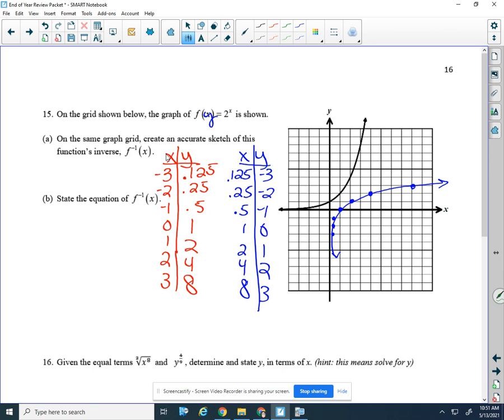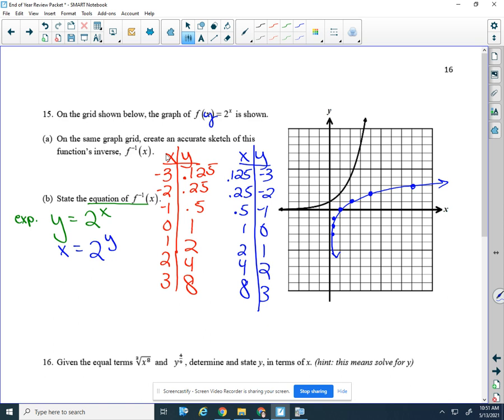Now part B says state the equation of the inverse. So here we have y equals 2 to the x. This is our exponential function. Okay, that's the original one they did for us. What we have to do for an inverse is switch the x and y. Our problem becomes now the y is in the exponent. We have to isolate that.